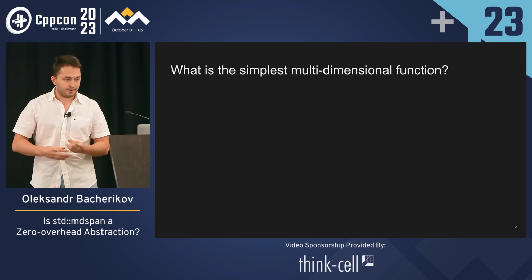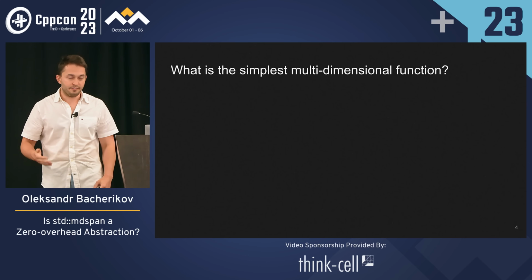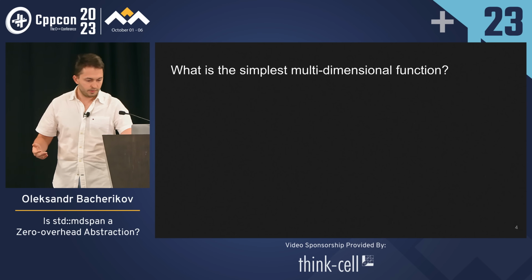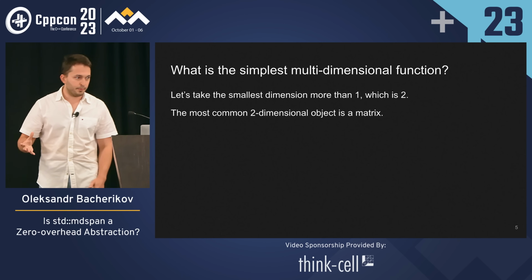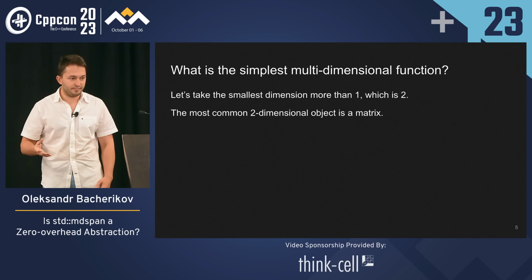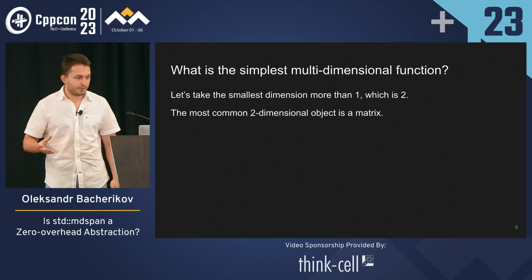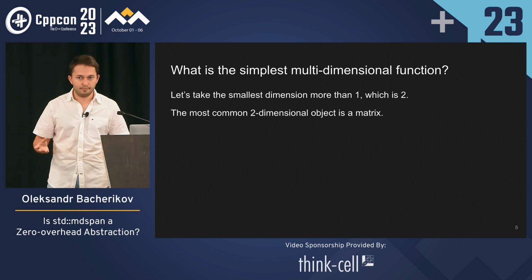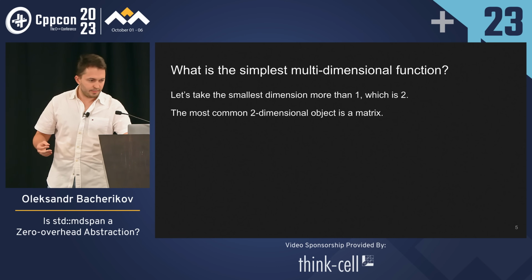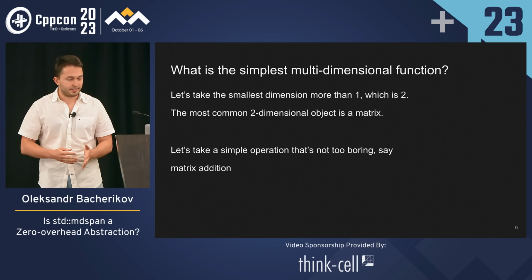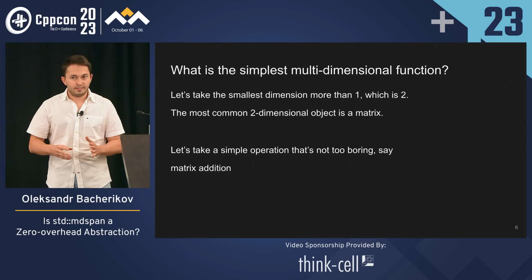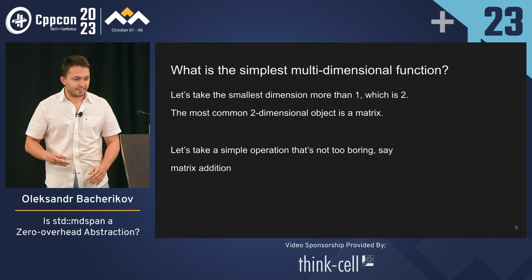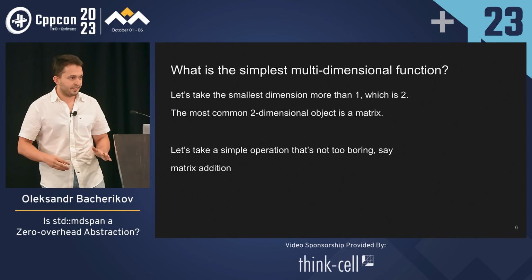So what's the simplest multidimensional function that we can take for our example? Well, first, let's take the smallest dimension that's more than 1, which is 2. And the most common two-dimensional object is a matrix. Next, let's take some operation that's simple, but not too boring. Let's say matrix addition.